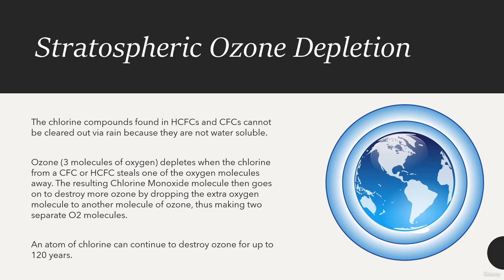An atom of chlorine can continue to stay in the atmosphere and destroy ozone for up to 120 years. 1 atom of chlorine can destroy over 100,000 atoms of ozone.